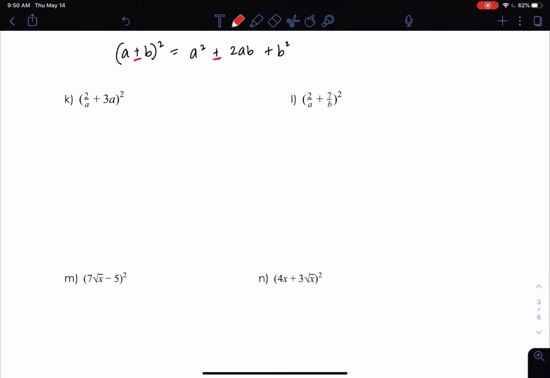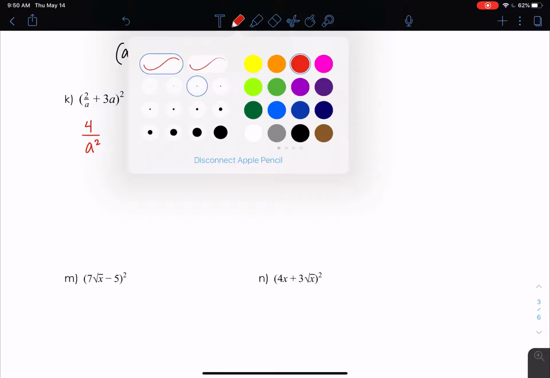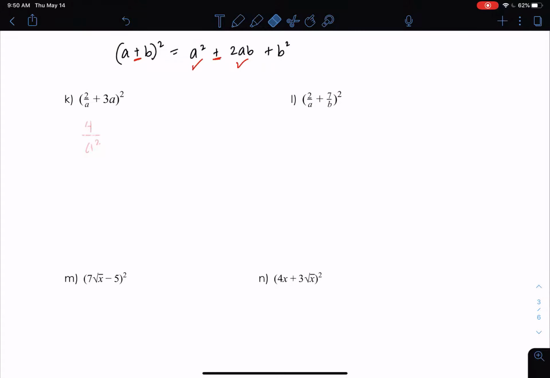So, as always, we're going to square the first term. So 2 over a squared is basically 2 over a times 2 over a, which notice is just 4 over a squared. So with a fraction, when you're squaring it, you can just square the top, which gives me 4, and you can square the bottom, which is a squared. Cool, we did this part so far. Now let's do our 2ab. So I'm going to write 4 over a squared.